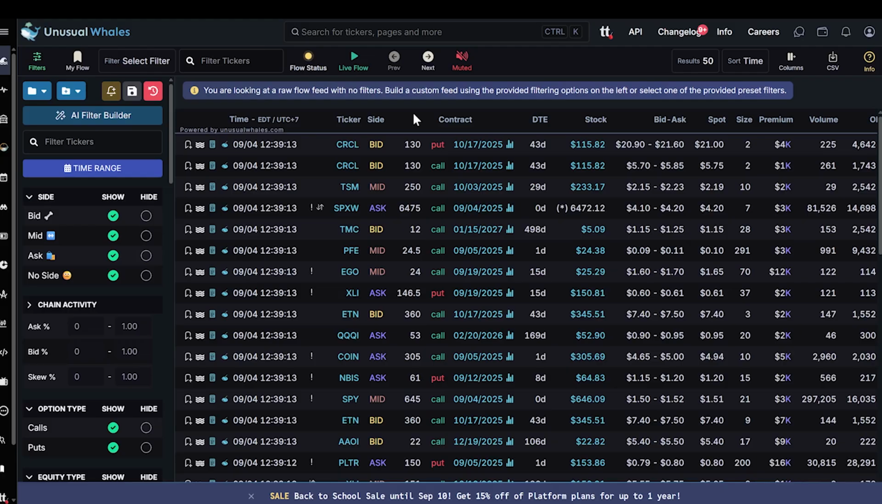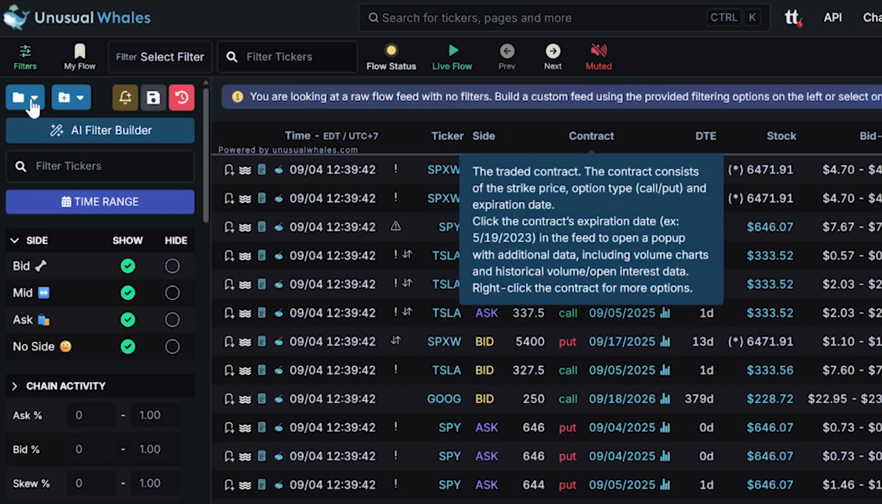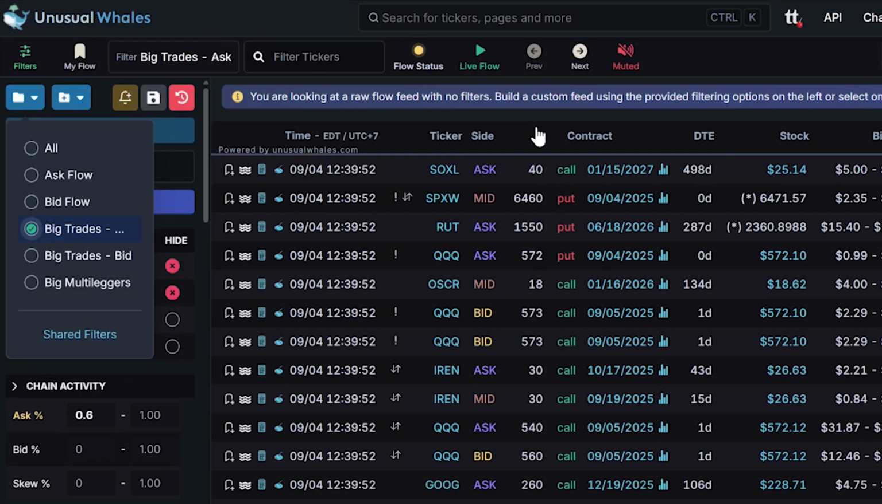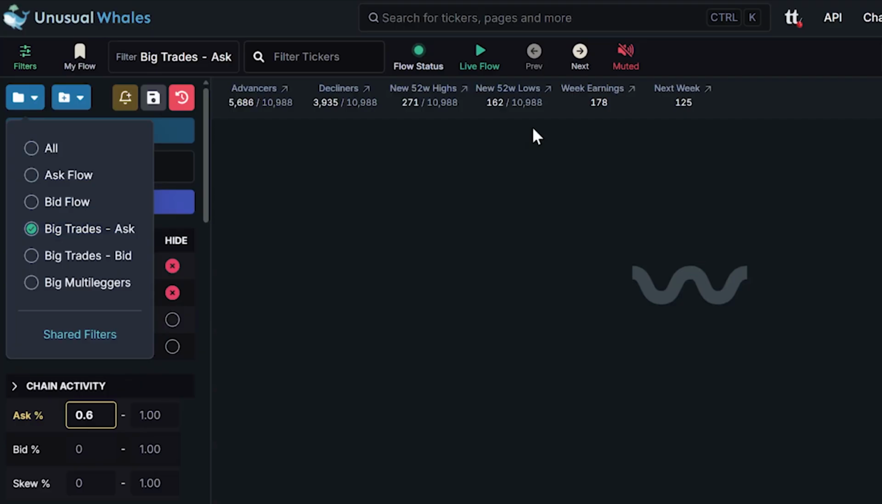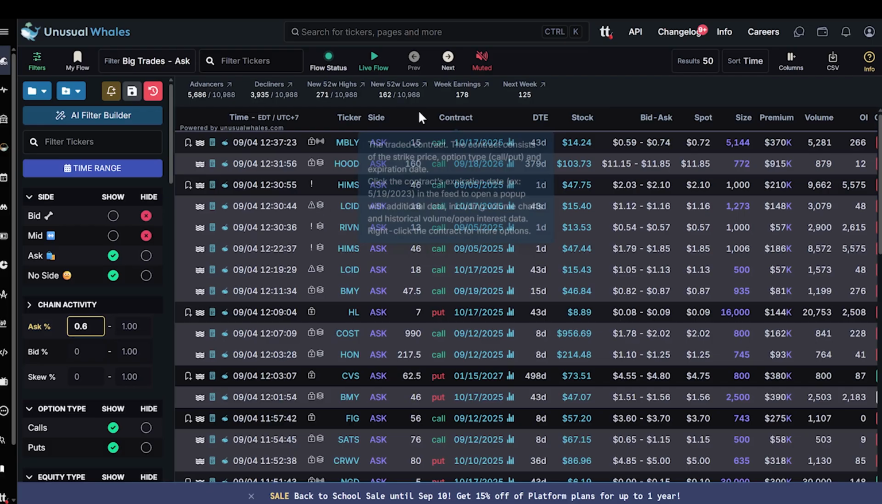As you can see, this moves pretty quickly if you don't have it filtered at all. The good news is it's really easy to filter the flow feed here. I like to look at this big trades at the ask filter. This automatically looks for premiums of at least $50,000 with trades within 0.6% of the ask, or 60% of the ask price. Within the feed here, you can see the ticker. All these are going to be the ask side.